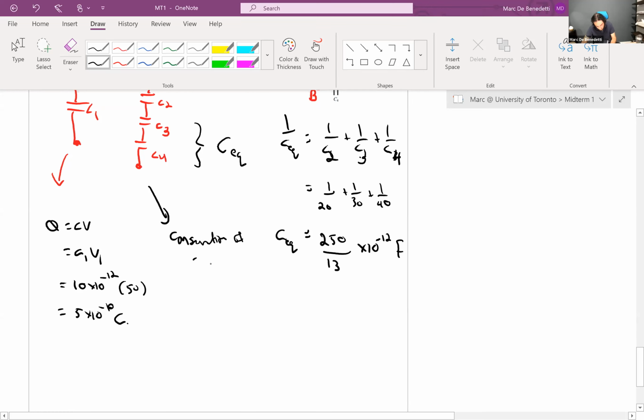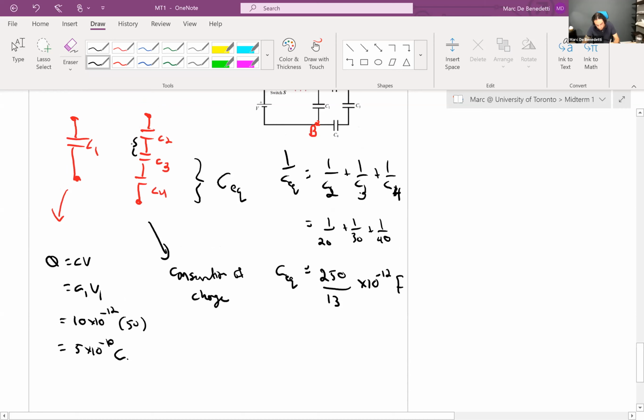So once you have this, you can say conservation of charge. When two capacitors are in series with one another, these two plates, this positive plate and this negative plate, are touching each other. So they have to have the same and opposite charge as each other, which means each capacitor has to have the same amount of charge on it.